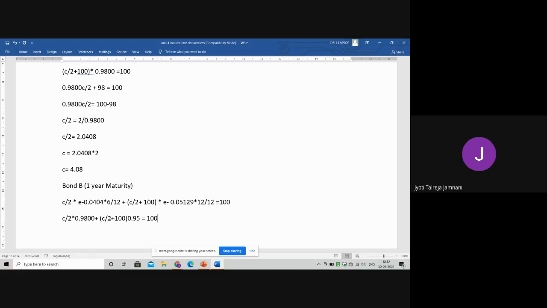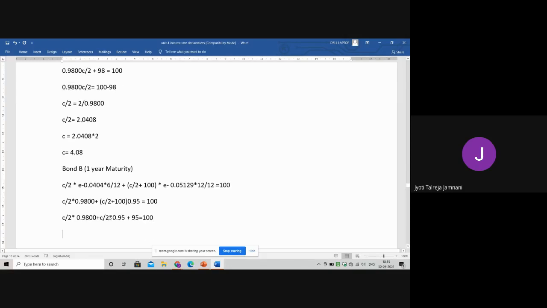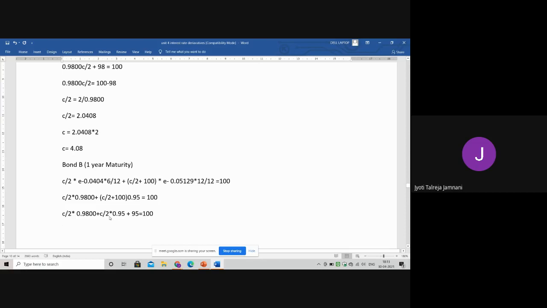Now we'll have C by 2 into 0.9800 plus C by 2 into 0.95 plus 100 into 0.95, 95, is equal to 100. We'll get 95 this side and we'll take C by 2 common.